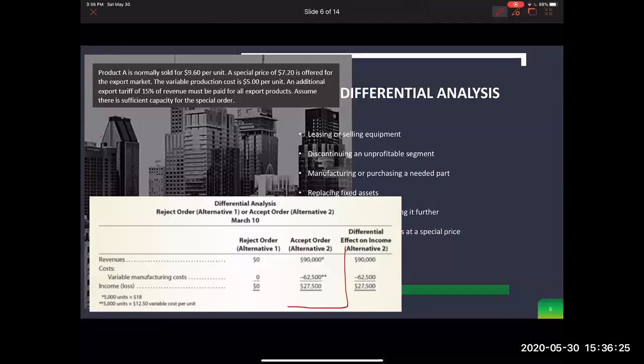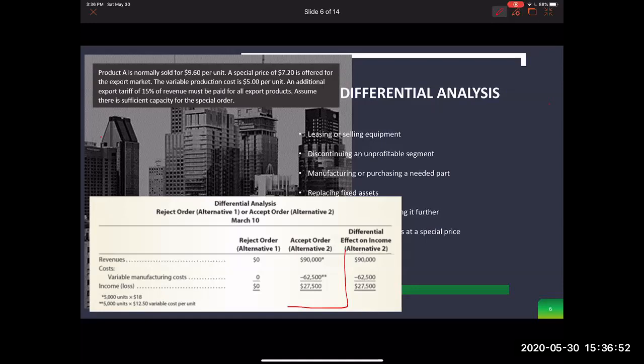All right, guys. So in the last video, we left off on doing product number 8. Should they sell it at a special price? So let's go through it together. It says product A is normally sold at $9.60 per unit. A special price of $7.20 is offered for the export market. The variable production cost is $5 per unit. An additional export tariff of 15% of the revenue must be paid on all export products.